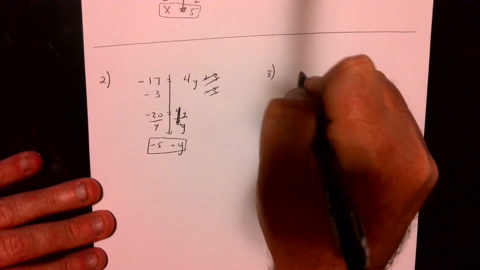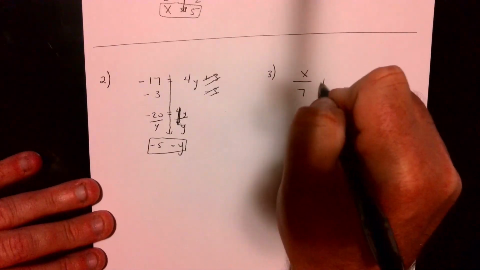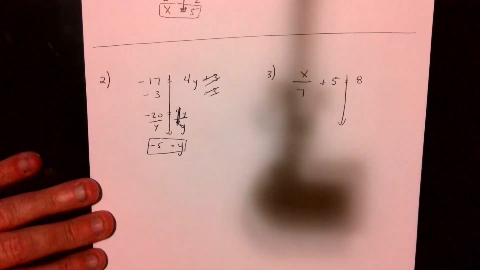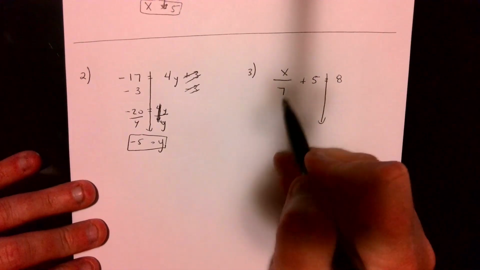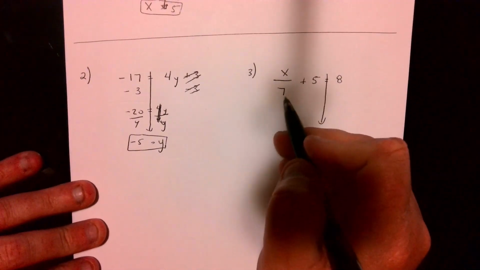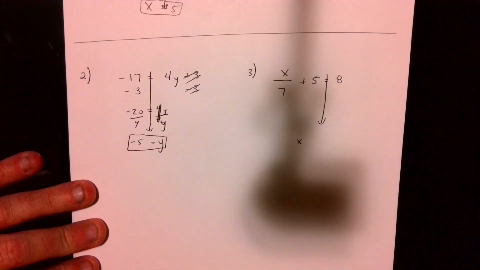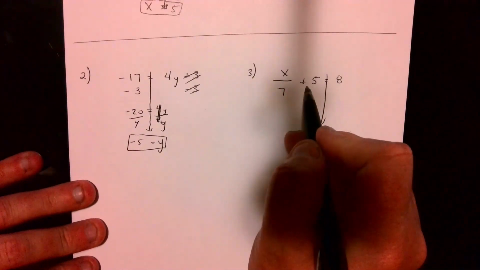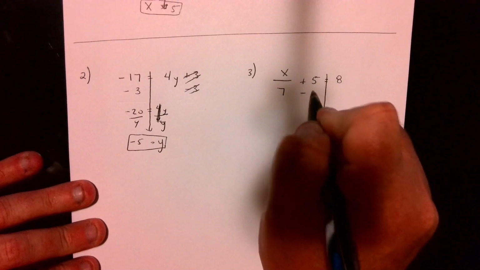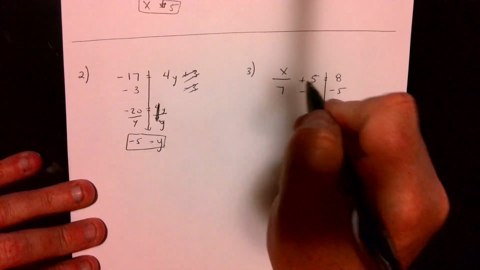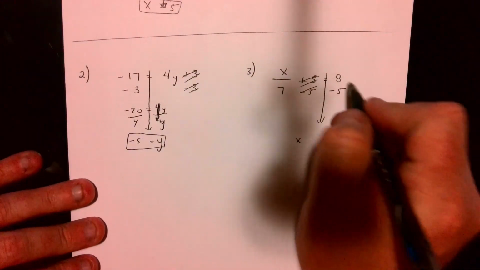If we have ones that say this, same situation, we're solving for x. We want x to be by itself. So we have a 7 and a 5. The farthest thing away from the x is the 5. So instead of adding 5, we're going to subtract 5. If I subtract 5 here, I need to subtract 5 there. These will cancel out. 8 minus 5 is 3.